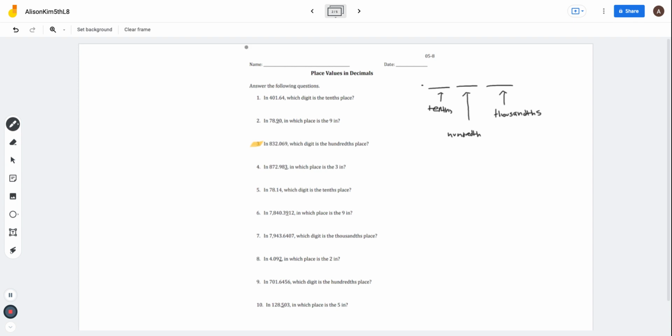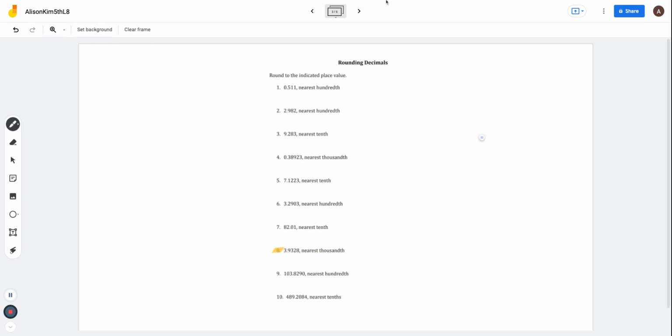It gives us 832.069. And which digit is in the hundredths place? We're going to look for hundredths, and we see that it's the second number after the decimal. We look at the number given, 832. That's before the decimal, so we don't need to worry about that. Then we look at the three numbers behind it, which are 0, 6, and 9. The second number is 6, right? So the digit in the hundredths place is the number 6. That's your final answer. When doing this worksheet, just make sure to look at this visual right here.